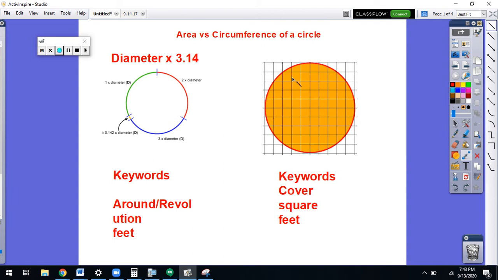So I can't count that. I can try to count, but there are some pieces missing, overlapping, whatever. So we're going to have to make a square out of it. That's where the whole term "radius squared" comes from. We're going to make a square out of the radius.